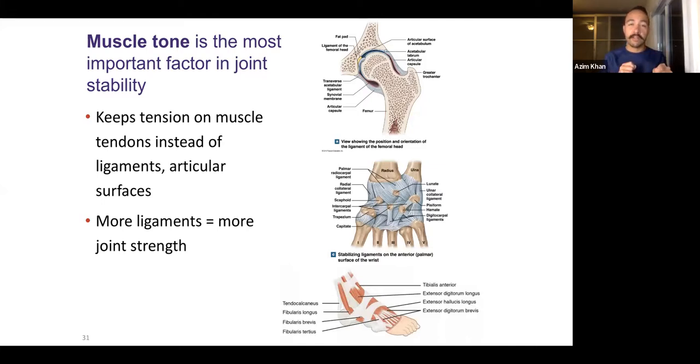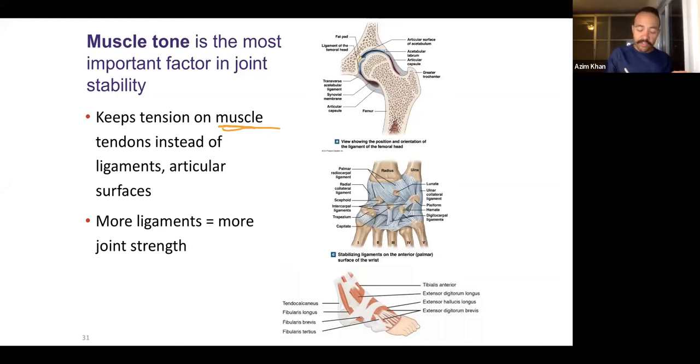surround the joint. What we often don't focus on are stabilizing muscles, and that's something you should ask your physical therapist about, especially if you're injured, to help you rehab a specific joint. Muscle tone is the most important factor in joint stability. You're keeping tension more on the muscle instead of on the tendons and ligaments and the articular cartilage.